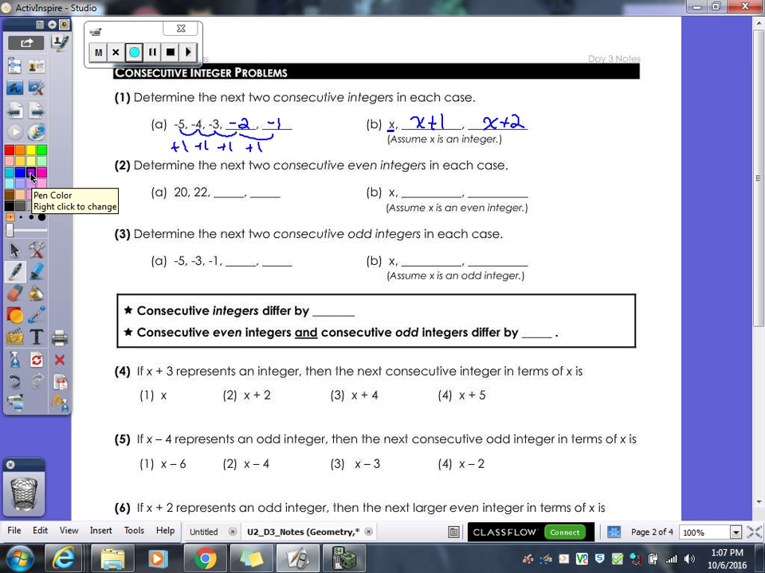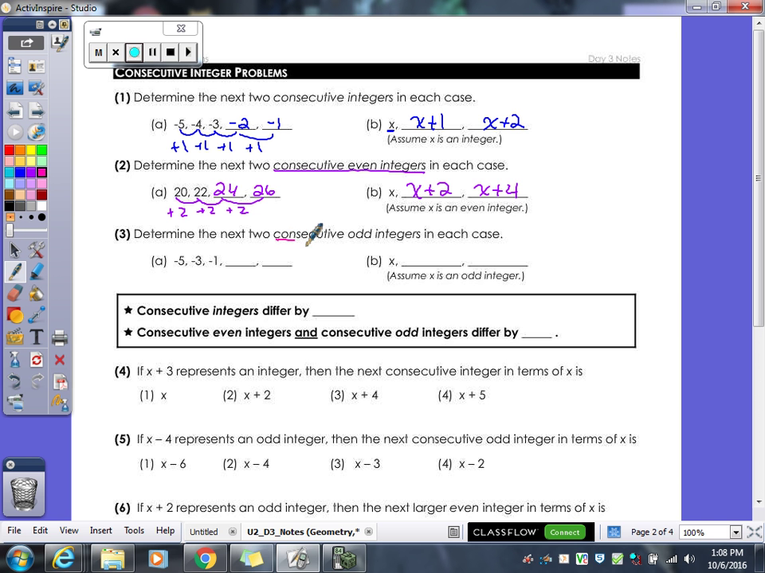Now if we change it up a little bit, we do consecutive even integers, so like 20, 22, what will come next? 24. And then 26. What are we adding each time? 2. We're going up by 2's this time. So when we throw that word even in there, that means we're going up by 2. So in terms of x's, it would be x, x plus 2, and x plus 4. You keep adding 2. So then we would have x plus 6, x plus 8. We don't have to keep going that high.